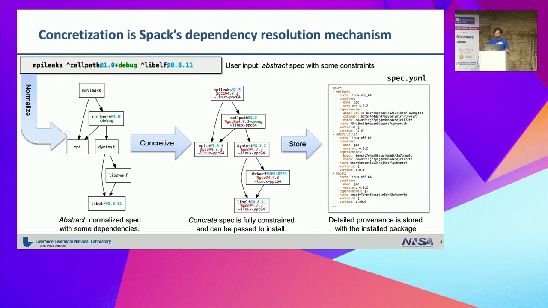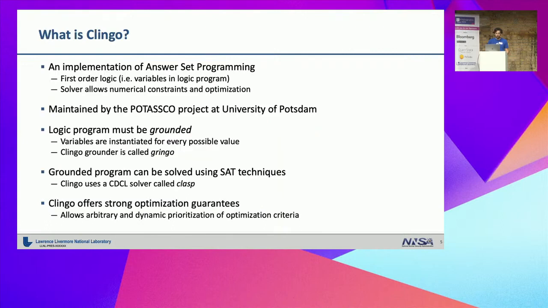So Todd talked a little bit about concretization. Right, this is how we get from a user request to the full metadata for something that we're going to build. And what we use for that is Clingo. As an ASP program, that means that effectively there's two stages in Clingo. There's the grounder and the solver. And the program is written in first order logic. That means we have access to variables if you've done any formal logic.